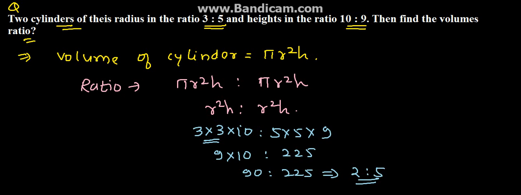Therefore we can say that the ratio of their volumes is 2 is to 5, which is the solution for the given problem. Thank you.